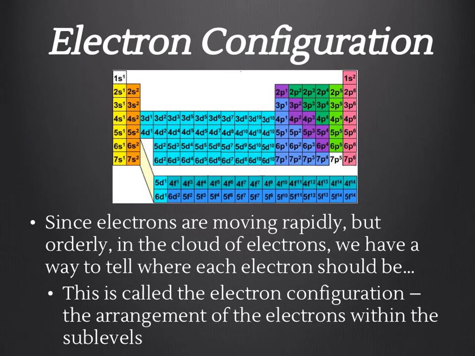So an orbital diagram is a little more time consuming, whereas an electron configuration is kind of shorthand. And it uses coefficients, like the big numbers here. It uses letters, S, P, D, and F, and then it uses exponents to show what energy level, what sublevel, and how many electrons there are. And we use this thing called the electron configuration to show the arrangement of electrons inside an atom.